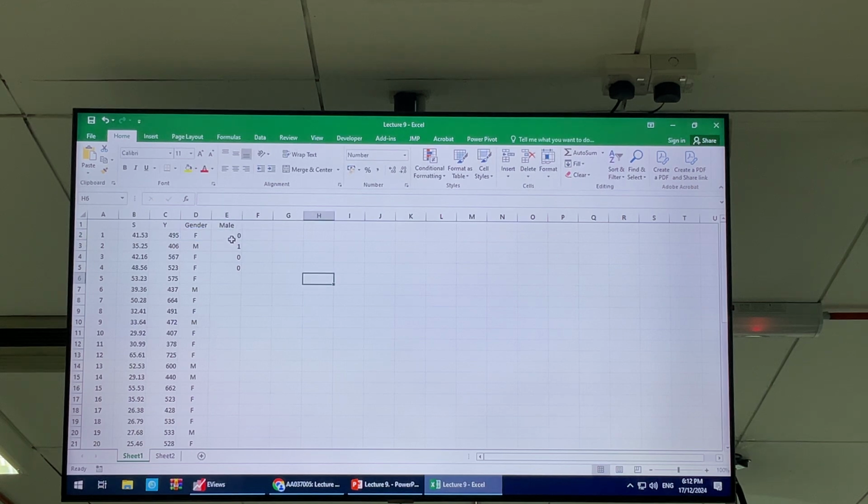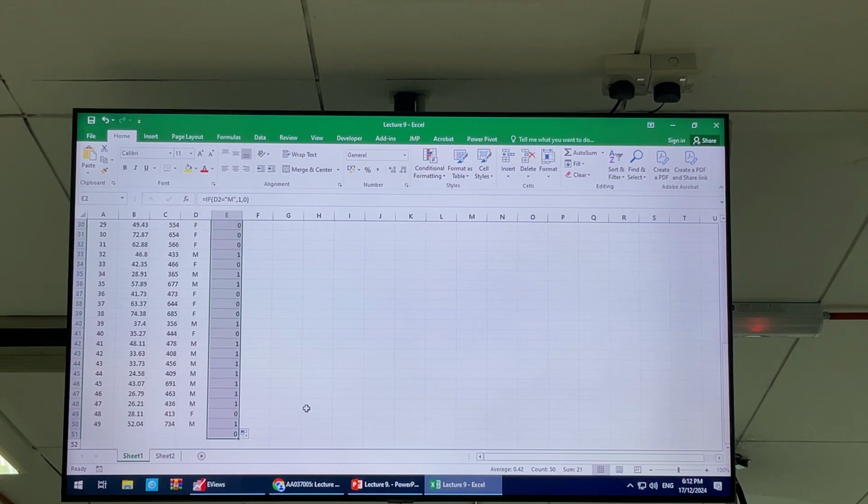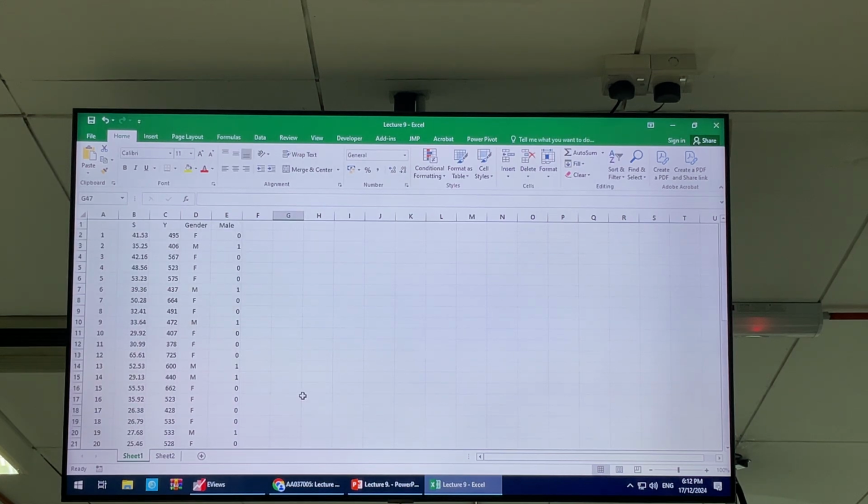If you drag this down, then you have the dummy variable. This is what we call a dummy variable, a dichotomous variable, so there are only two values, 0 or 1. And at the same time, you can also have a dummy variable for female. Female means that if the observation belongs to female, we assign 1. If not, we assign 0.